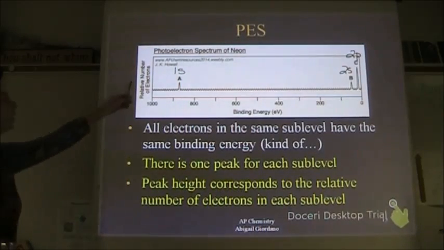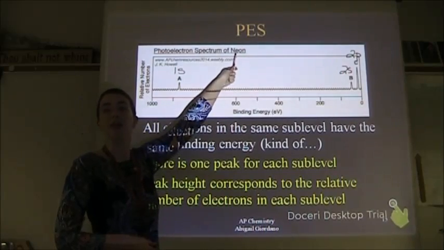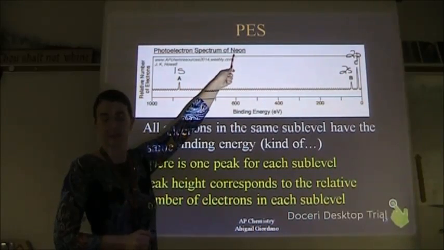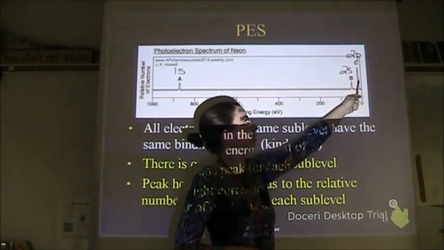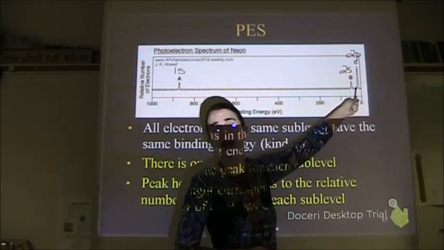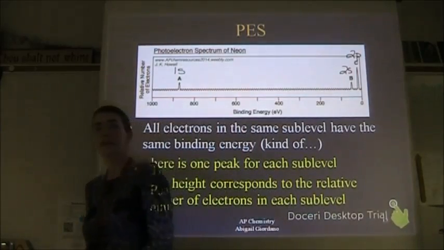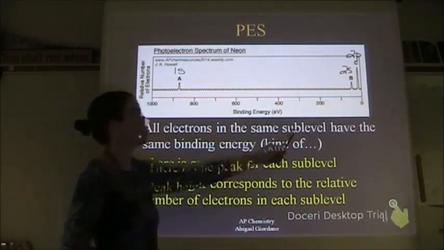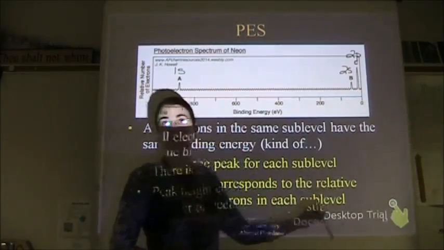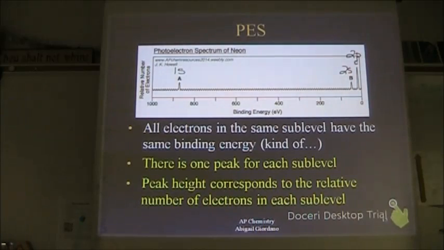Look at what element this is for. This is for neon. Look at where neon is on your periodic table. There's 2 electrons in there, 2 electrons in there. How many electrons does neon have in 2p? 6. That peak, C, it's probably not perfect, is, not 6, sorry, 3 times higher than the other peaks. It should be. This peak contains 2 electrons. This one has 6. It should be 3 times higher.